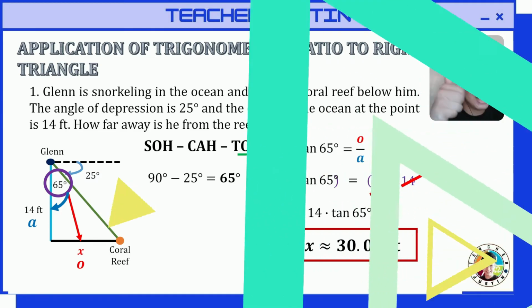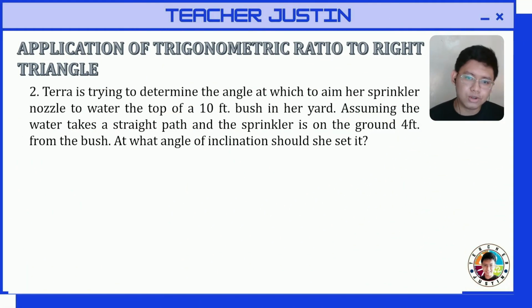Ta-da! Alright. So let's have this example. Terra is trying to determine the angle at which to aim her sprinkler nozzle to water the top of a 10-feet bush in her yard. Assuming the water takes a straight path and the sprinkler is on the ground 4 feet from the bush. The question here is, at what angle of inclination should she set it?